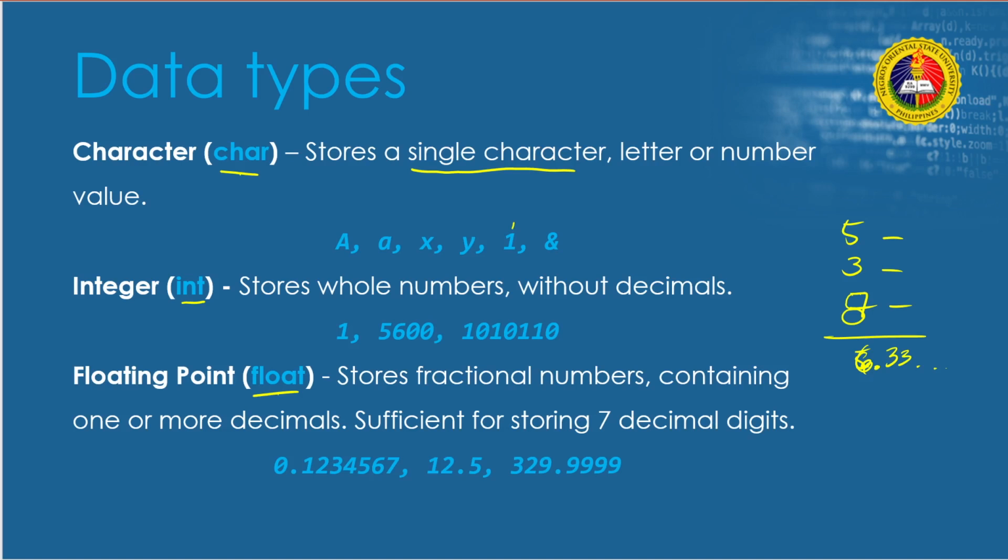So 5 plus 3 plus 8 divided by 3. 5.33 lagi. Alright. So let's see. Although puro whole numbers itong enter, it still provide us with a decimal. So let's anticipate whatever value that we may use in our program, that we may deal with, and then use the appropriate data type. So that is float and double floating point.